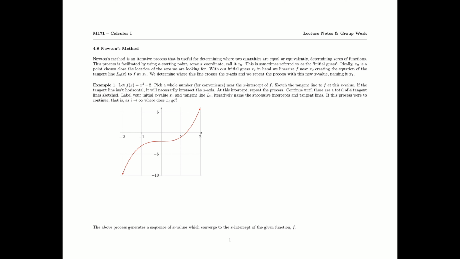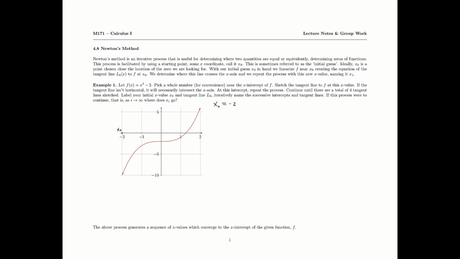So, example 1. We're given this polynomial function, x cubed minus 2. We're going to pick a whole number, just for convenience. It doesn't have to be a whole number, but to make it easy, we're going to pick a whole number. And we are going to sketch the tangent line to f at this whole number. So we're going to start with our initial value, x naught. Our first value is going to be negative 2. So at negative 2, I'm going to label, there's our x naught.